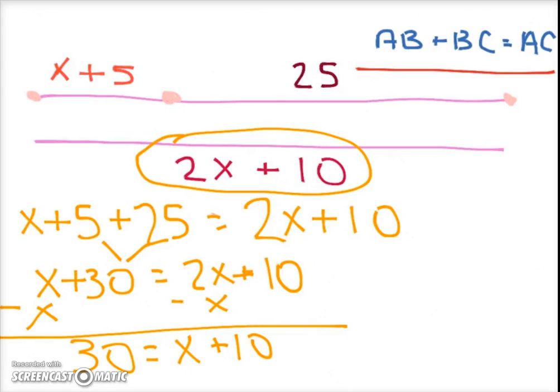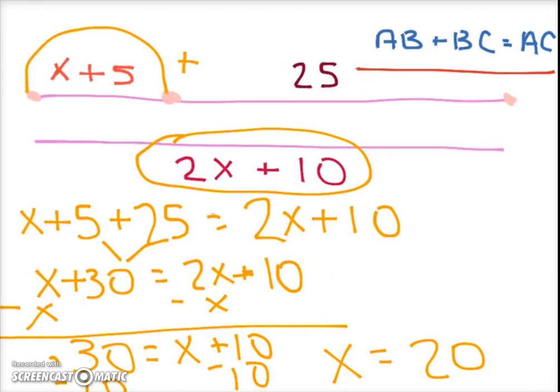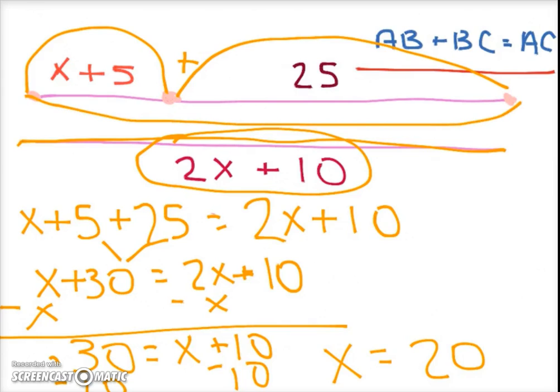So then again, we just have a regular equation. So minus 10, I'm just going to write it over here because I ran out of room. X equals 30 minus 10, which is 20. So the answer for this one is 20. So basically what you're doing is you're finding this formula and setting up the parts. So AB plus BC equals the entire line, which is AC. So it's like you're going from A to C.